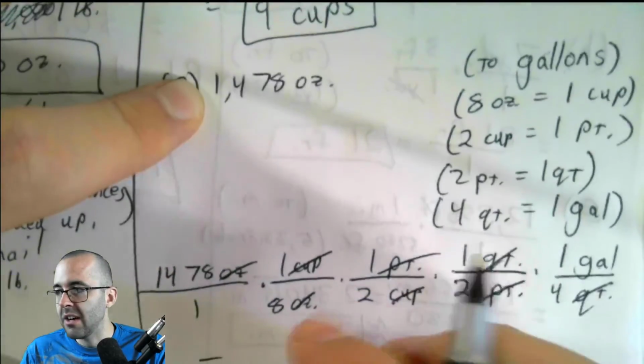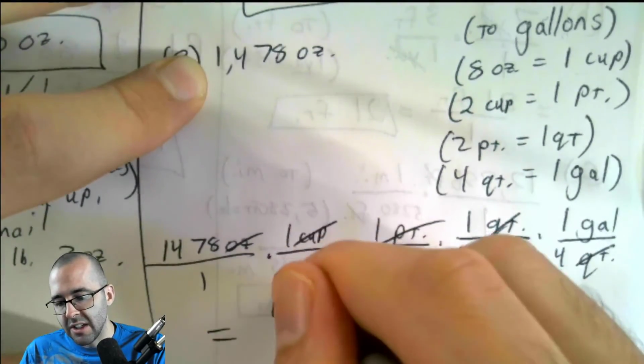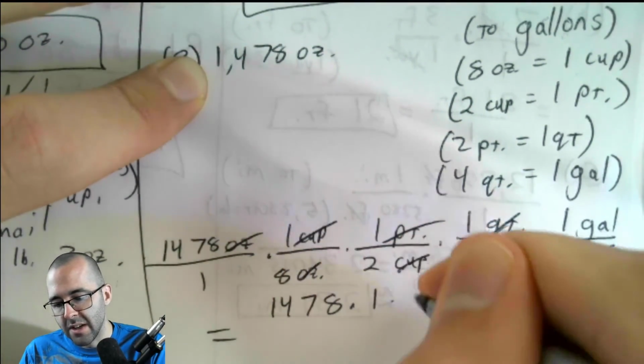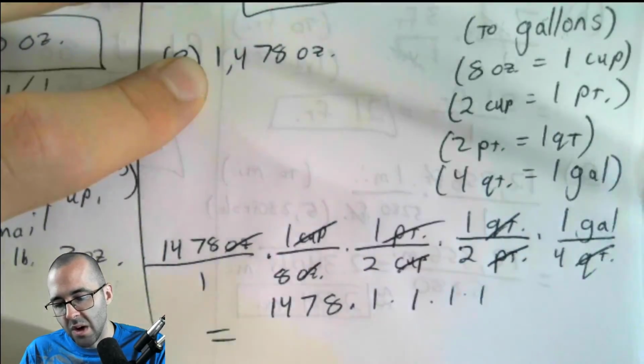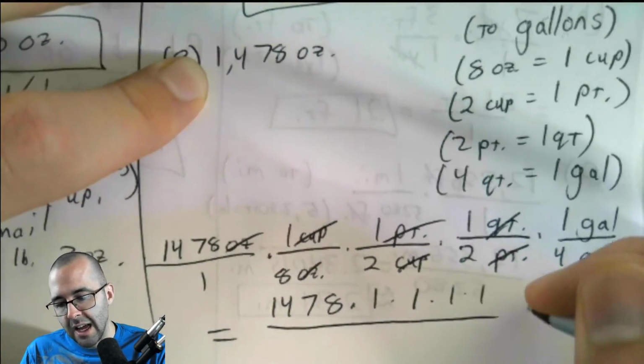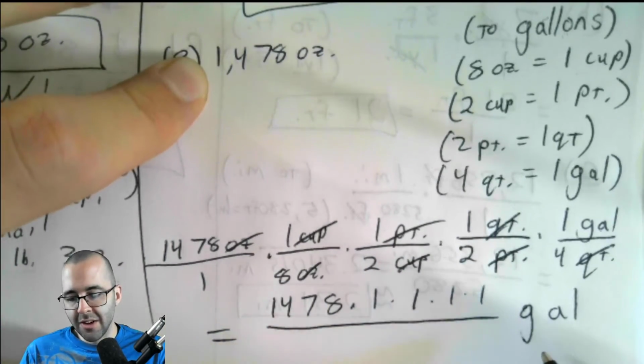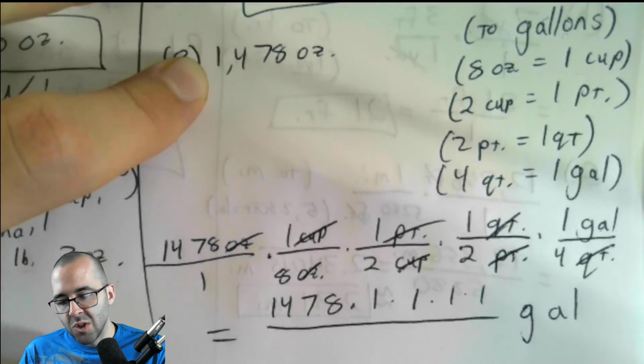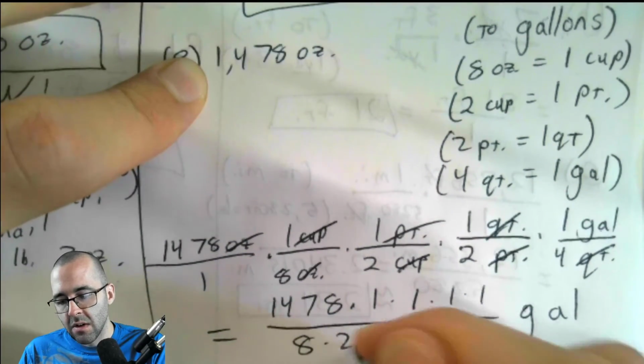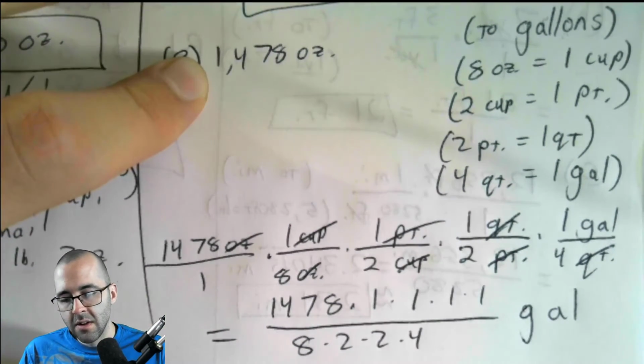So what we're going to have now is 1,478 times 1 times 1 times 1 times 1 gallon. The gallon can either be at the end or on the top. They're equivalent. And the bottom we have 8 times 2 times 2 times 4. Type that into a calculator. We have our answer in gallons.